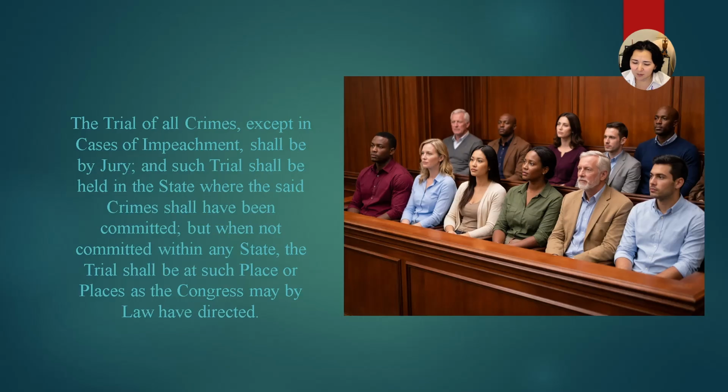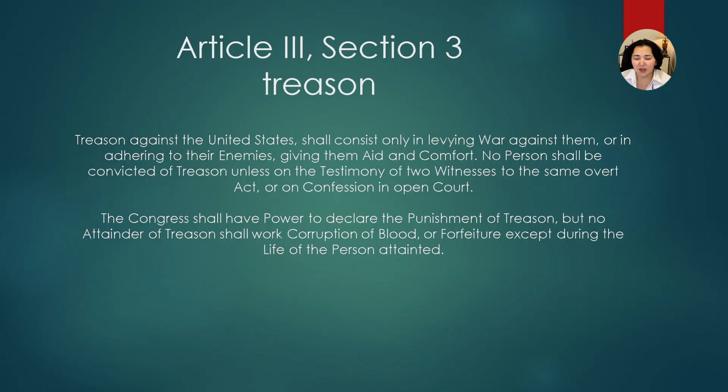Article 3 also provides that all federal crimes, except impeachment, must be tried by a jury, and the trial must be held in the state where the crime was committed. Section 3 defines treason against the United States. It is striking that treason is defined in the judicial article, not in a criminal or political section. Why do you think that is? Please share your thoughts in the comments.